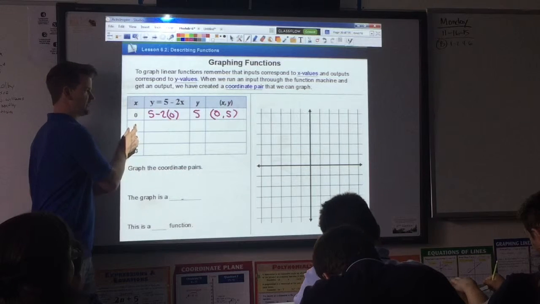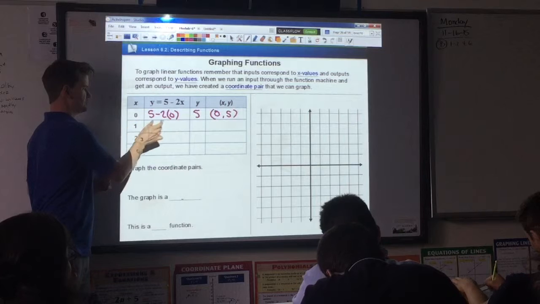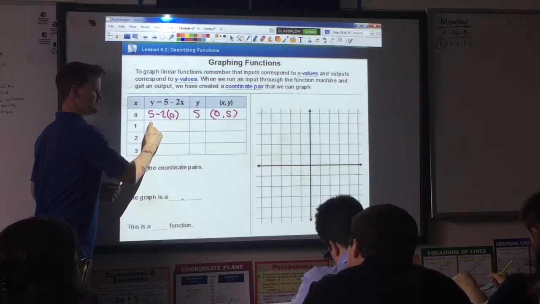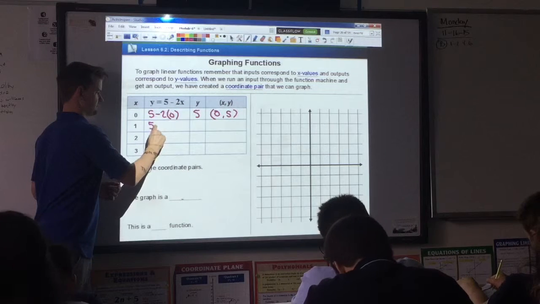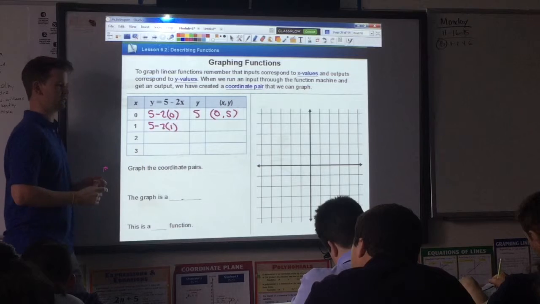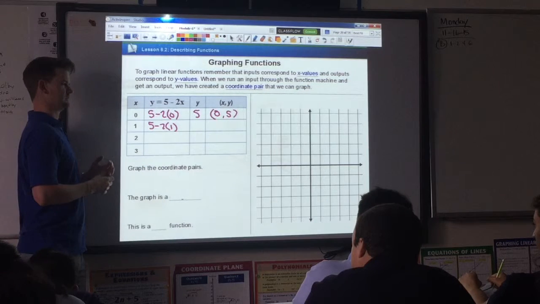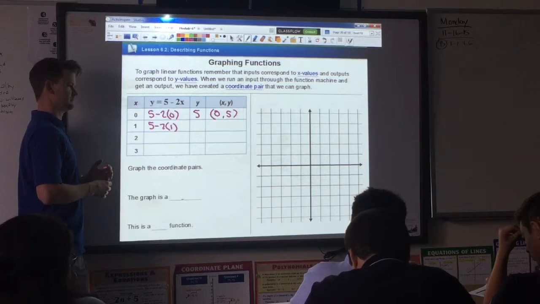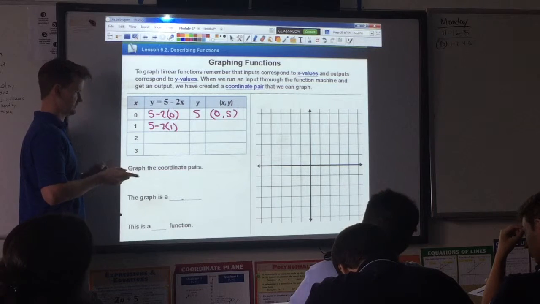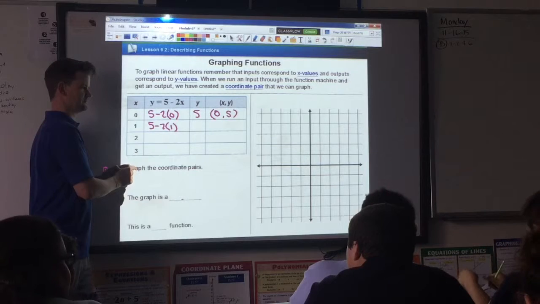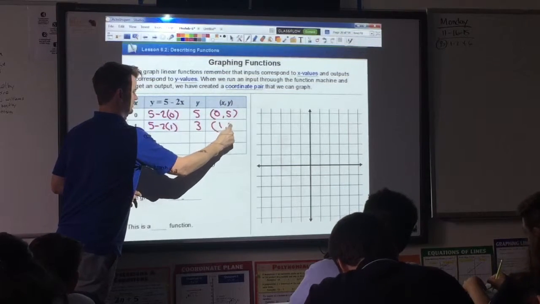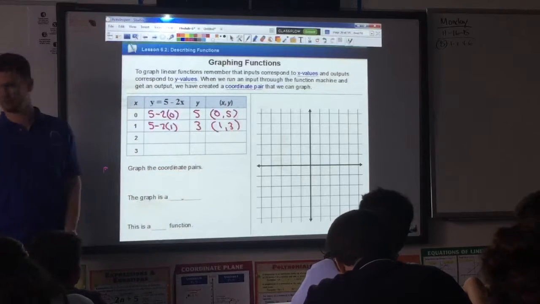Now we're going to substitute in 1. What am I substituting in for? X. So we write 5 minus 2 times 1. What is negative 2 times 1? Negative 2. And then what's 5 minus 2? 3. So we substitute in 1, we get 3 on the other side. And I have my next coordinate pair. You're just repeating the process.